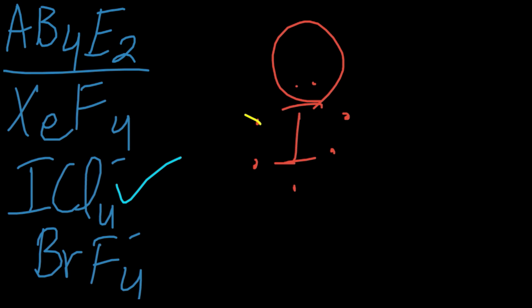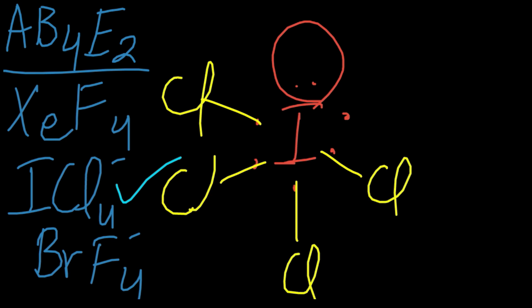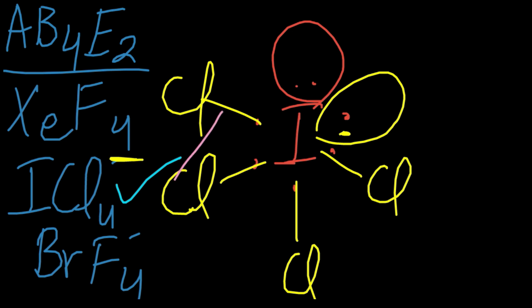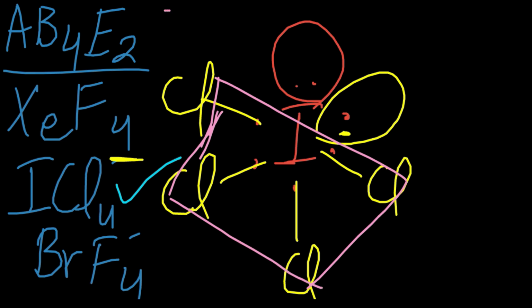Let's draw the bonds first. This electron is unpaired, but you see the negative charge on this ion, which means iodine has accepted one more electron and this is acting as a lone pair. The geometry of this kind of molecule is square planar.